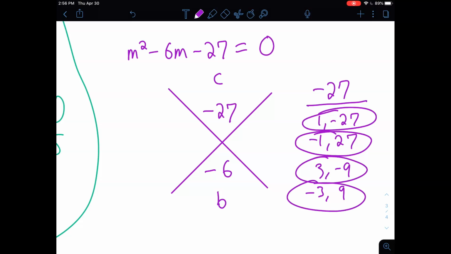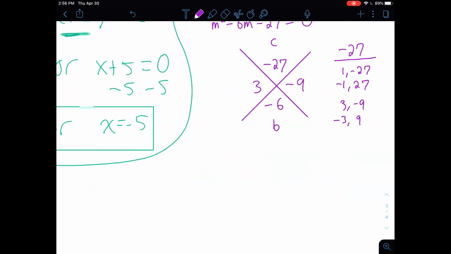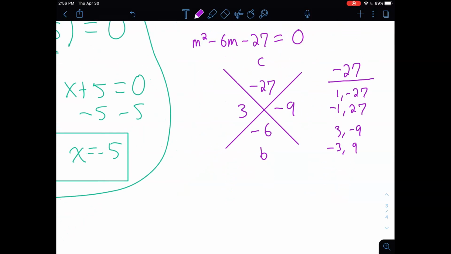Can you guys see? You guys can just test them all. Use your calculator on your phone if you want. But I think the ones that are going to work are 3 and negative 9. So this is going to factor. Factor means we're going to break it down into smaller parts. We're going to undo a distribution, undo FOIL. We're going to unfoil. So it's going to be (m plus 3) times (m minus 9) equals 0.